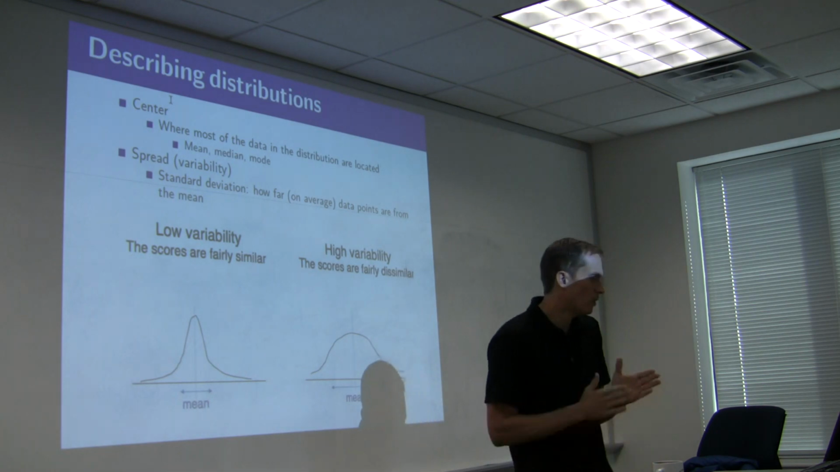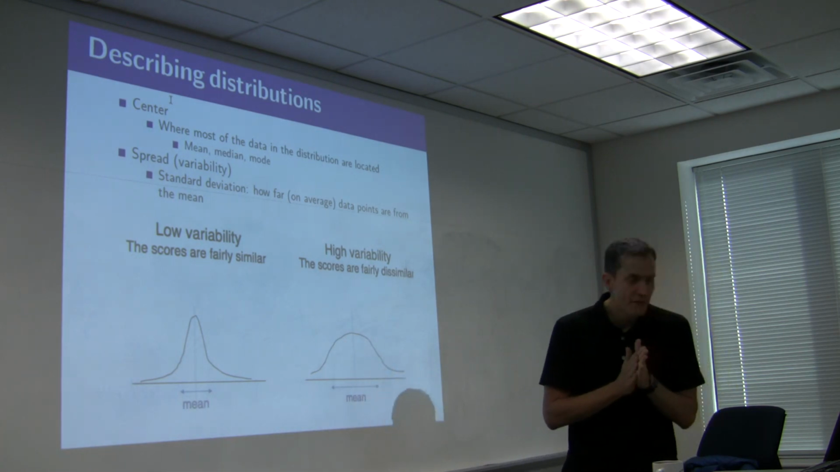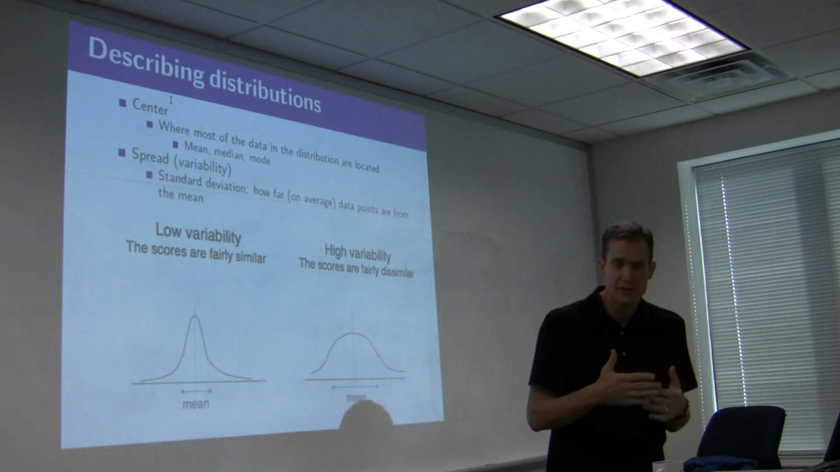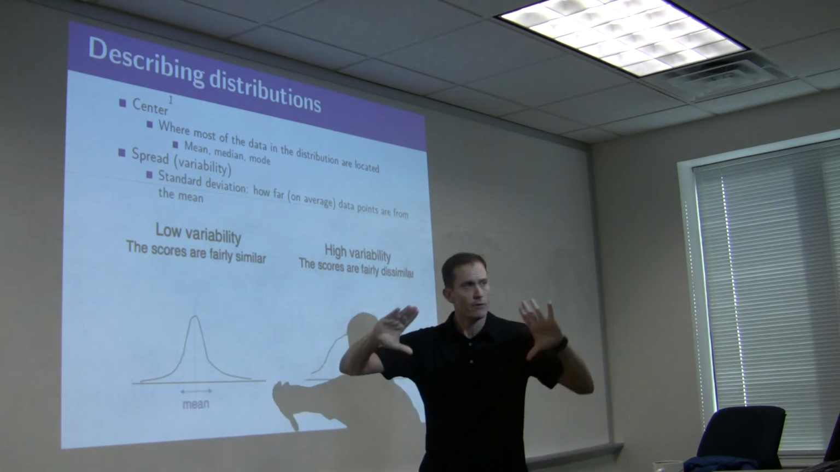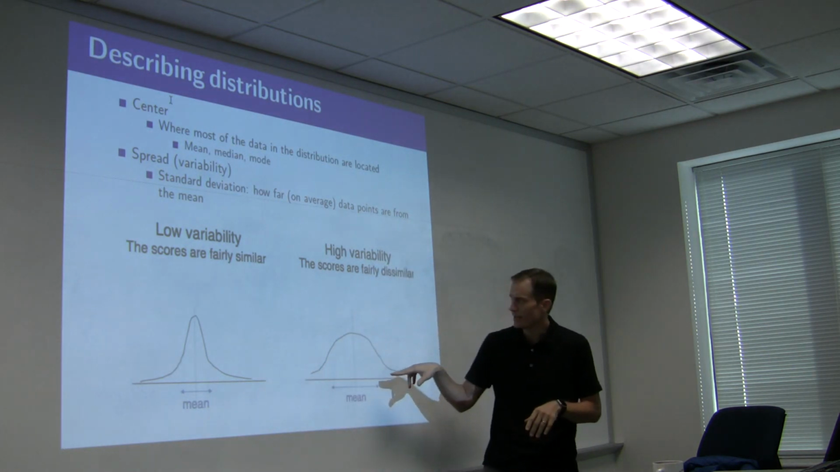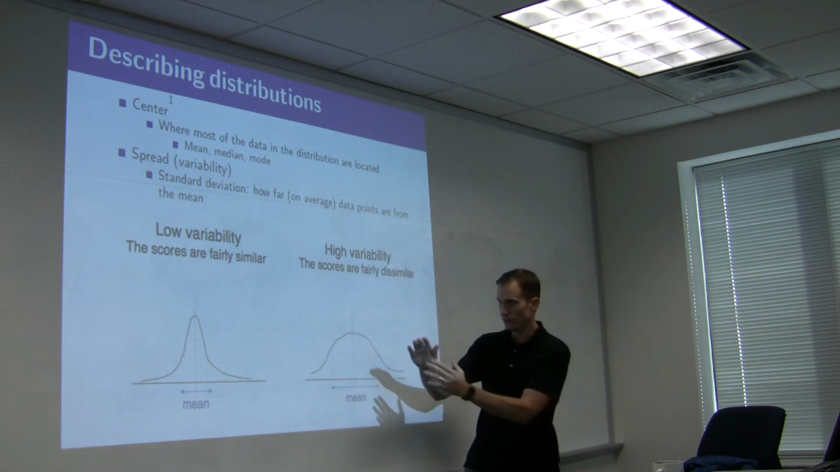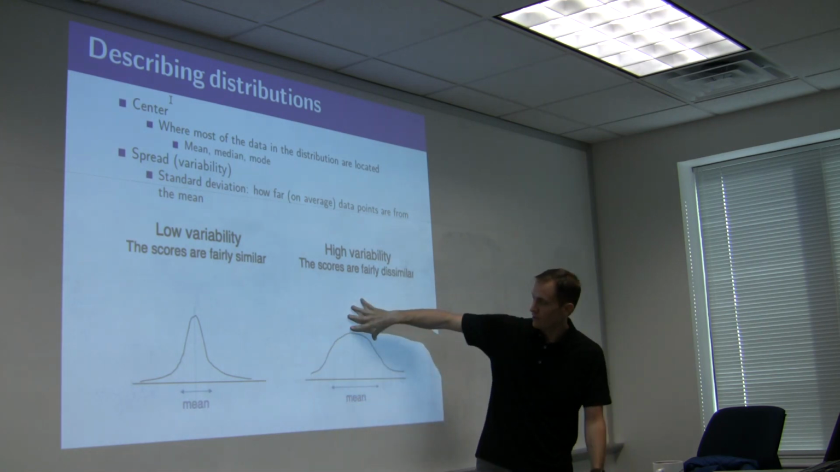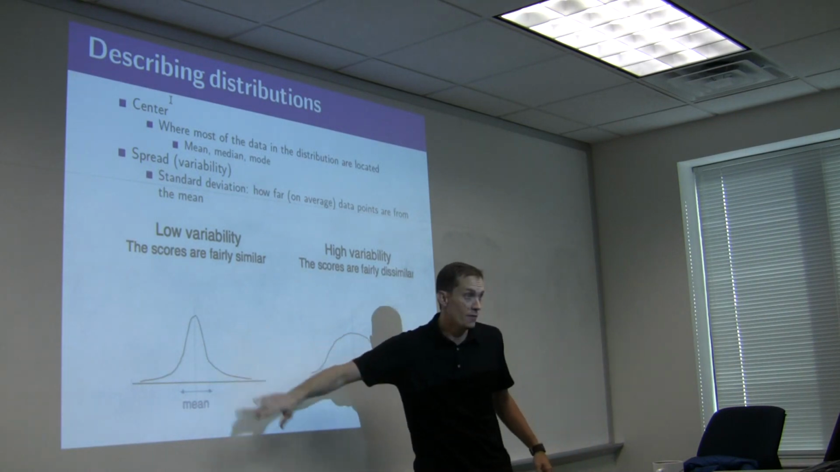Just a visual here, when you've got distributions, low variability means low standard deviation. The scores are pretty similar to each other. You're going to have distributions that look pretty similar to this, right? They're kind of tightly packed around the center. But if you compare that to something like this one, which has a high variability, there's just a lot more dispersion through here. And so this one would have a bigger standard deviation than this one.